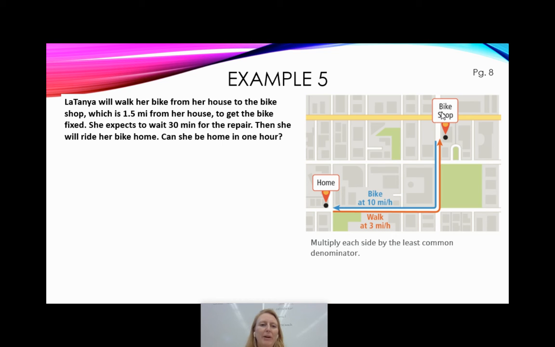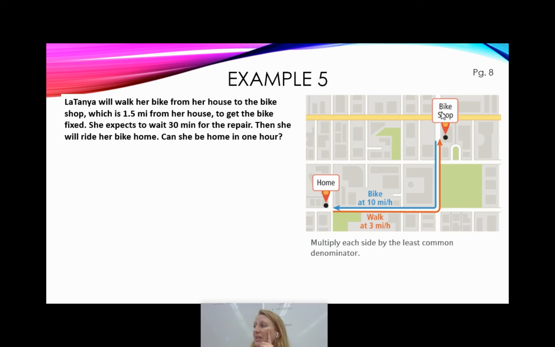LaTanya will walk her bike from her house to the bike shop. I've had to do that. The bike needs to be fixed. I can't ride it, but I also don't want to drive it, so I'll walk it. So LaTanya will walk her bike from her house to the bike shop, which is 1.5 miles from her house, to get the bike fixed. She expects to wait 30 minutes or so for the repair, and then she will ride her bike home. Can she be home in 1 hour?